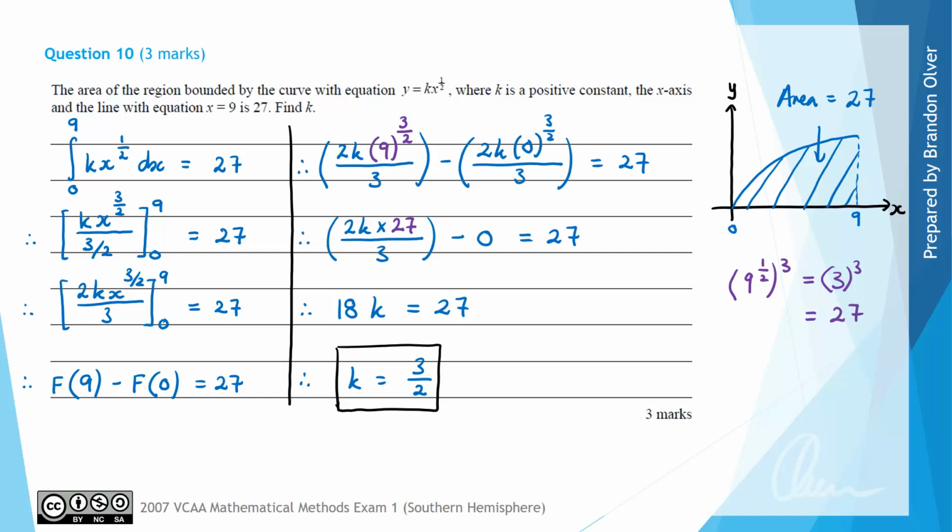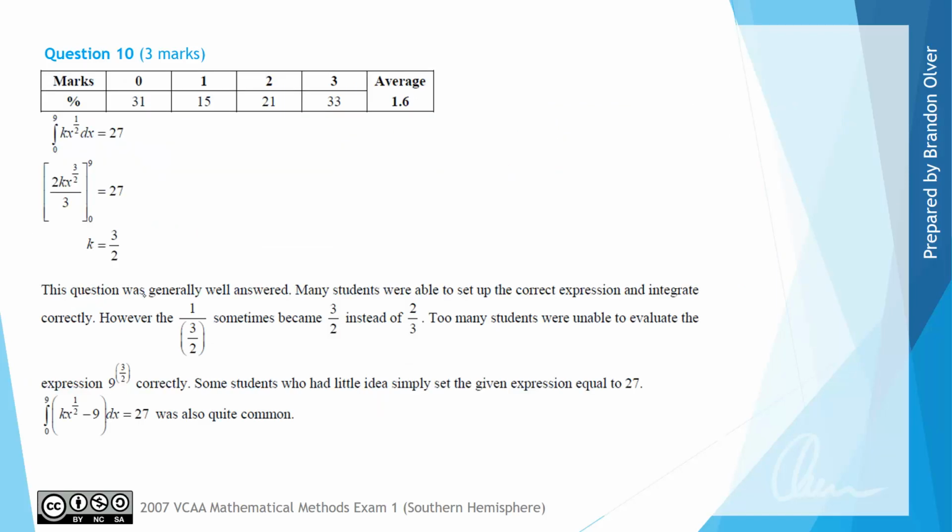So the examiner's report says that this question was generally well answered, with a third of students getting full marks. Many students were able to set up a correct expression and integrate correctly. However, 1 divided by 3 over 2, so when we divide by the new power, sometimes became 3 over 2 instead of the reciprocal 2 over 3. Too many students were unable to evaluate the expression 9 to the power of 3 over 2 correctly. So that's what we did in the purple on the previous slide.